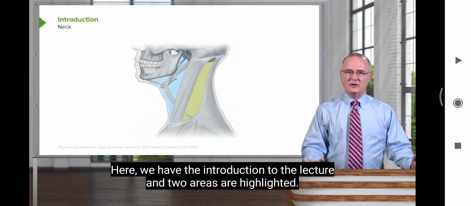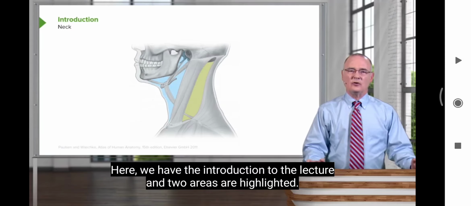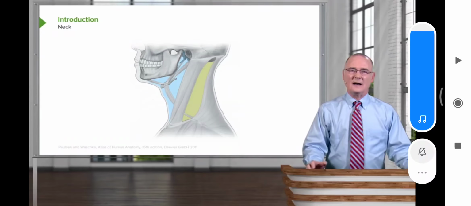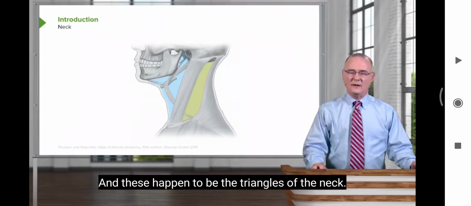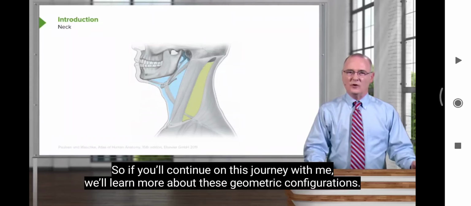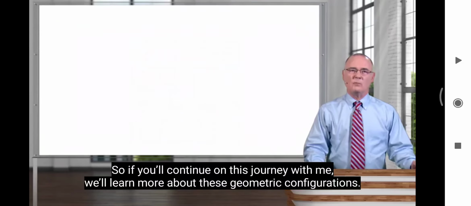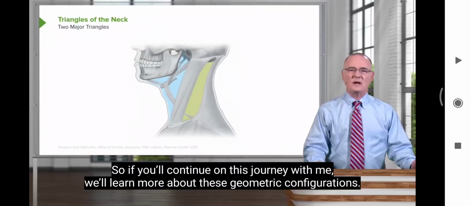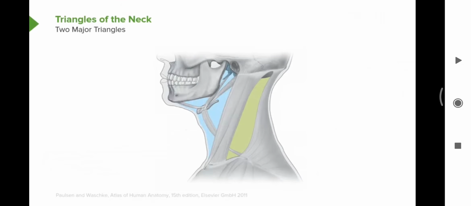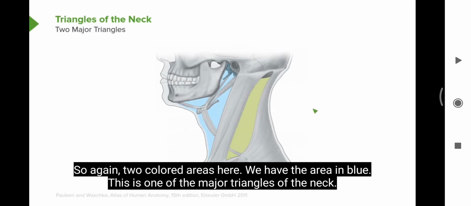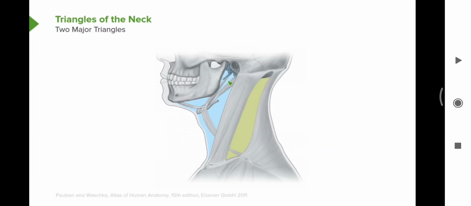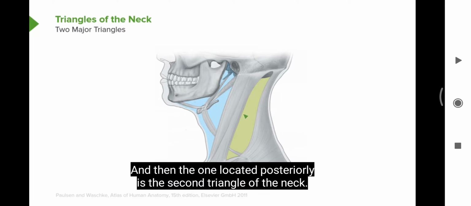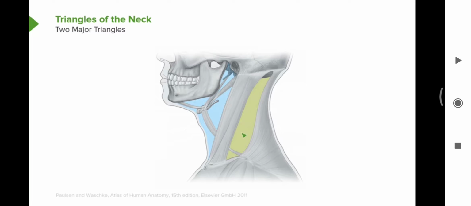We have the introduction to the lecture, and two areas are highlighted, and these happen to be the triangles of the neck. So if you'll continue on this journey with me, we'll learn more about these geometric configurations. So again, two colored areas here. We have the area in blue. This is one of the major triangles of the neck. And then the one located posteriorly is the second triangle of the neck.